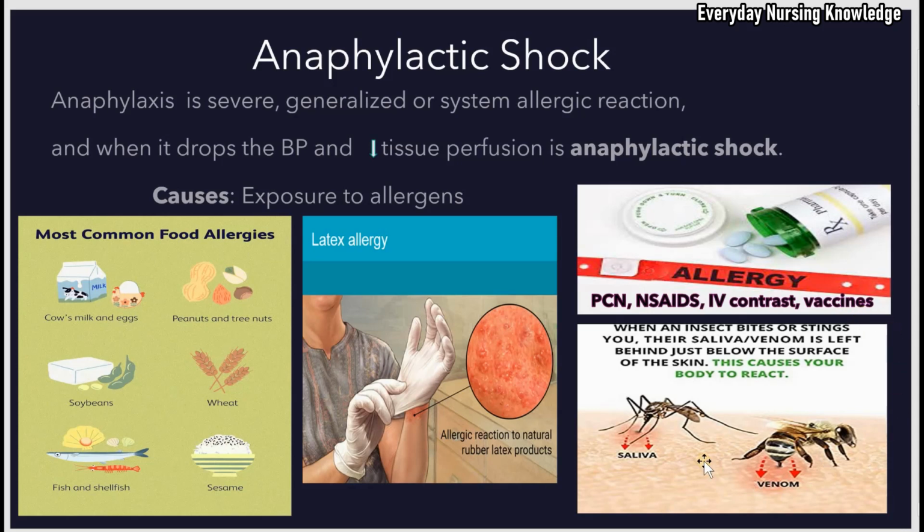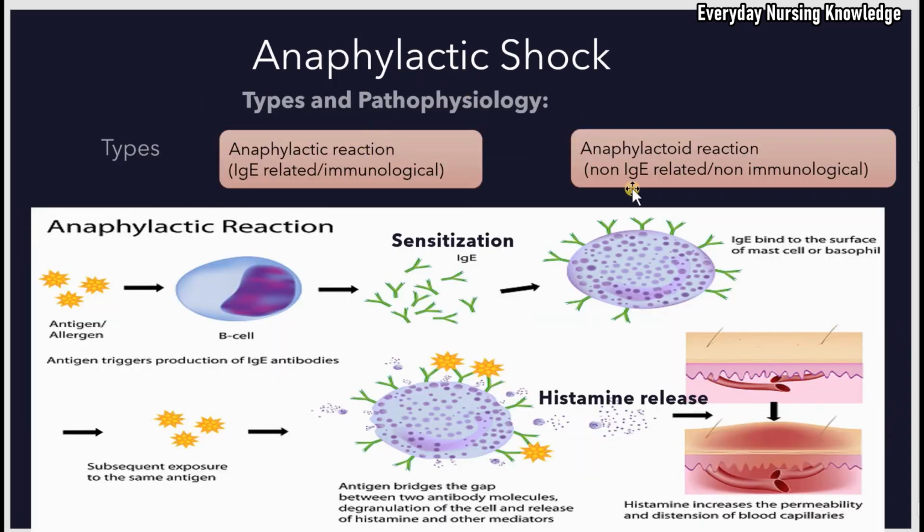It can also be due to insect bites or stings. Example, bee stings. Now there are two types of reaction that can lead to anaphylactic shock. It is anaphylactic reaction and anaphylactoid reaction. In anaphylactic reaction, when a body is exposed to an antigen or allergen, B cells, a type of white blood cells, produce IgE, that is immunoglobulin E. IgE are antibodies. This is called sensitization.